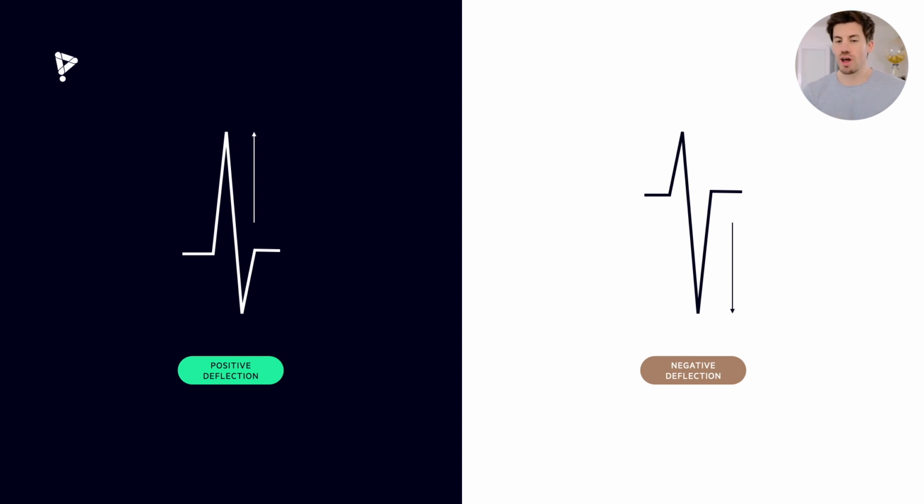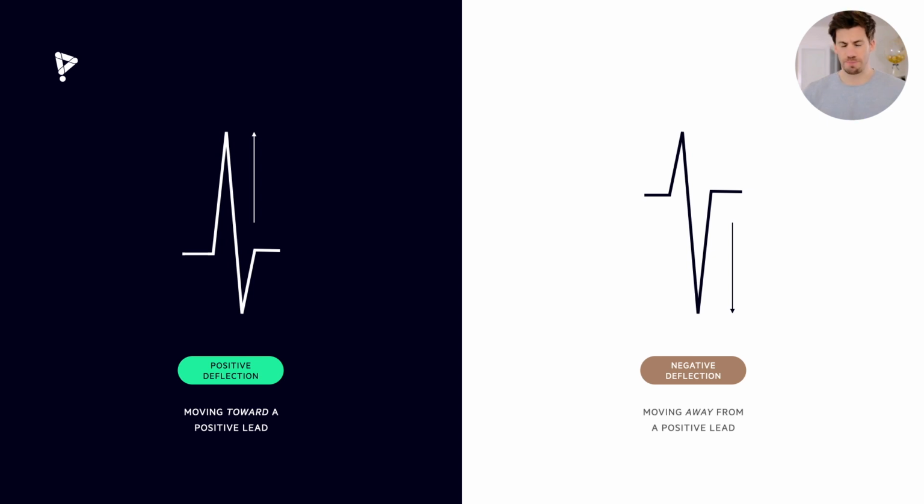On the right side, if we have the down spike going downwards, that is a negative deflection. So if it goes down below the isoelectric line, it's a negative deflection. If it goes above the isoelectric line, it's a positive deflection. And what's really important is if the wave of depolarization is moving towards a positive lead, and we said the lead is one of the electrodes that we place for the ECG, then you'll get an upward deflection.